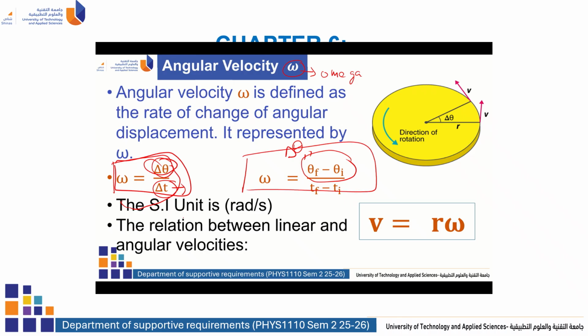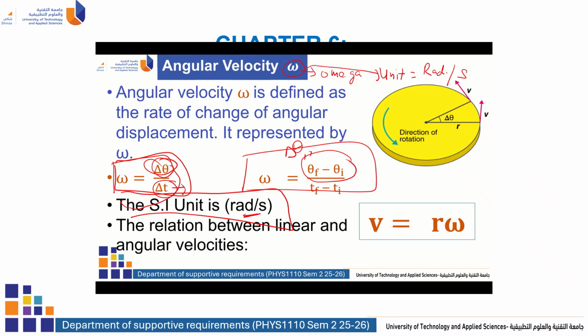The unit of the angular velocity is radian per second. In short form, we write radian like this, rad, and then radian per second. So this is the unit of the angular velocity, radian over second.